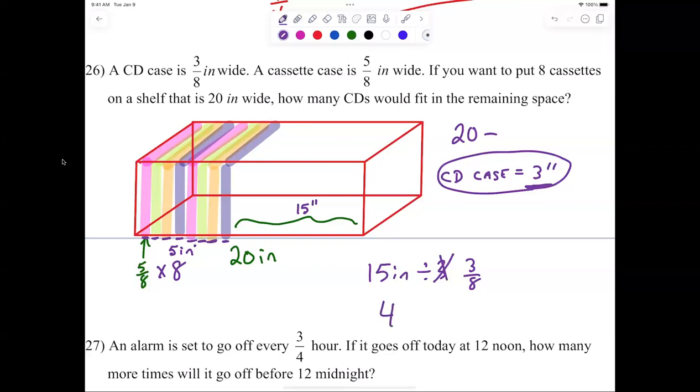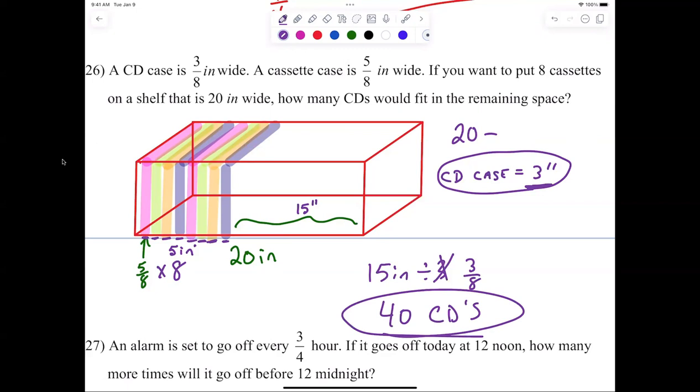Yes, you can put 40 CDs on there. 40. If you got 40, pat yourself on the back. That's a great job. All right, that's a really good job with these fractions.